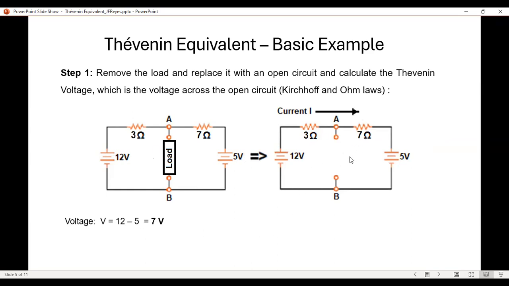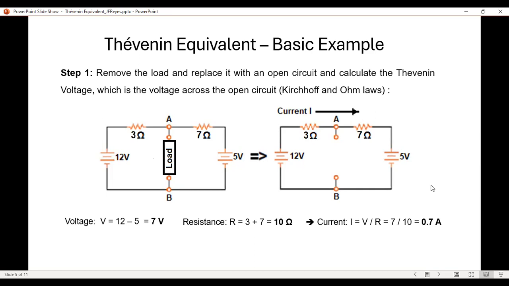Then the resistance of the circuit is the combination of 3 ohm and 7 ohm resistance. And those resistances are series resistances. Therefore, the total resistance is 3 plus 7, equals 10 ohms. Then we calculate the current, which is the voltage divided by the resistance. That is 7 volts divided by 10 ohms. Then the result will be 0.7 amperes.